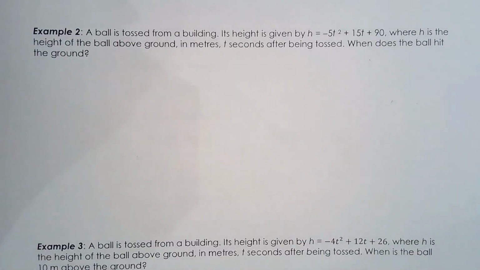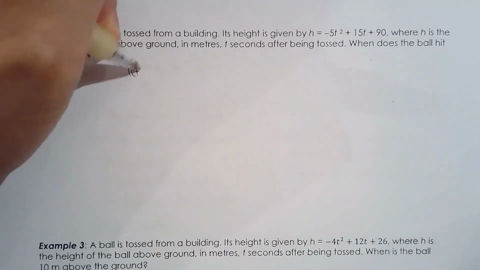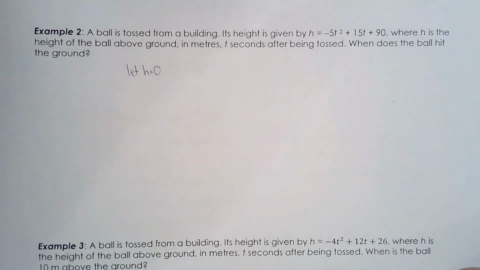So now that we can solve a quadratic equation by factoring, let's apply that skill and answer these word problems. If a ball is tossed from a building, its height is given by h equals -5t squared plus 15t plus 90. h is the height of the ball above ground in meters, and t is in seconds after being tossed. So when does the ball hit the ground? Let h equal 0. We're just trying to find out when the ball is at the ground.